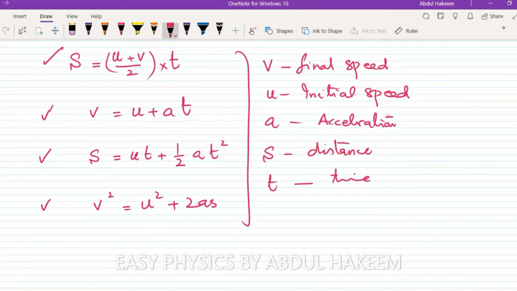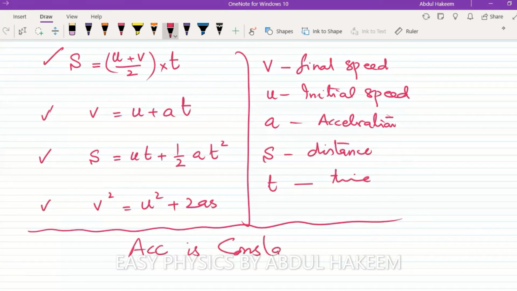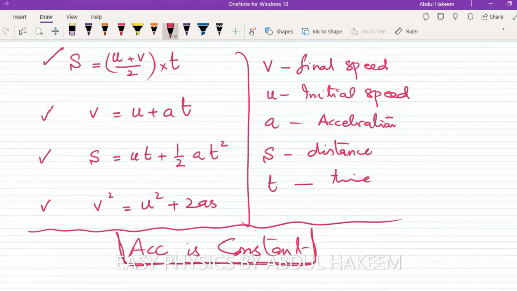So these are the equations. Now, if these equations are used, make sure that acceleration is constant. So these equations are valid when acceleration is constant.